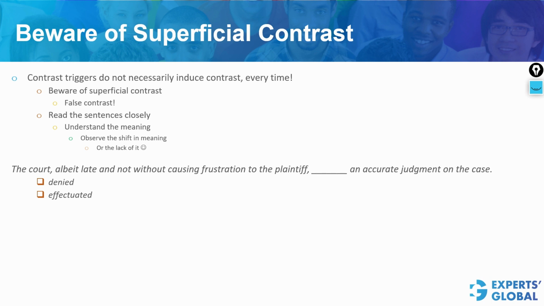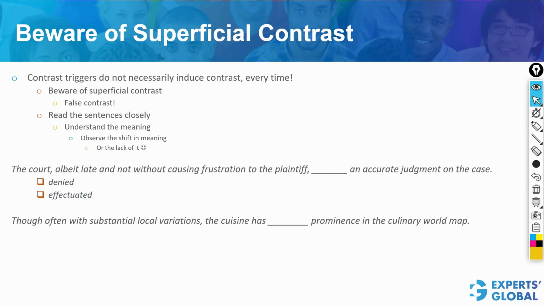Please solve it. This long phrase here, full of contrasting or negative words, can be confusing. However, the meaning is that despite all these issues, the court effectuated an accurate judgment on the case. Let's take one more example. Look at these two answer choices. Only one of them is correct. Please solve this. Once again, this contrasting phrase here can be confusing, particularly with the word though here.